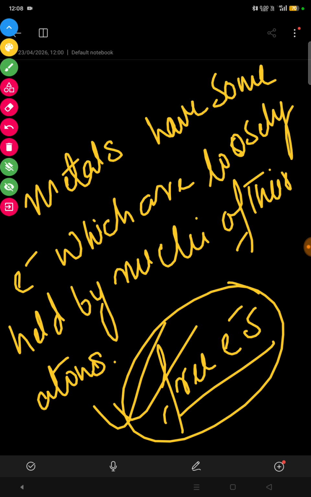Clear? So these loosely bound electrons present in the metals are the free electrons that can move from one place to another throughout the conductor, and the presence of these free electrons in a substance makes it a conductor of electricity.